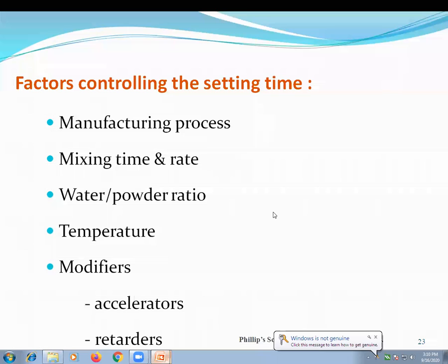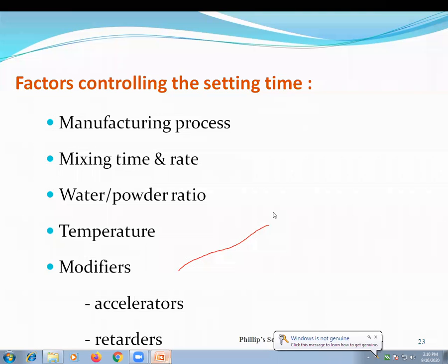And again, the composition of calcium sulfate dihydrate: it helps in fastening the reaction because it acts as a nuclei of crystallization. This is again in the manufacturer's hand, and this is one of the factors that regulates the setting time.